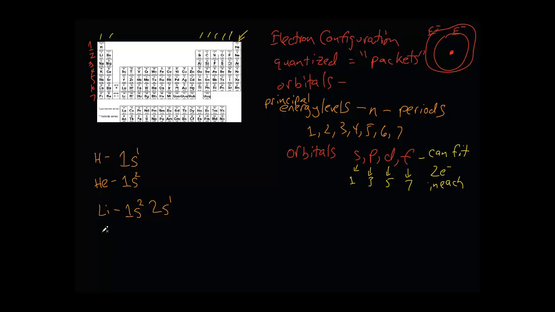Next element is going to contain 4 electrons. That's beryllium. And beryllium is going to fill up the 1s2. And look at what we're doing now. We're filling up the 2s2. Since you can fit 2 electrons on each orbital, the electron configuration for beryllium is going to be 1s2, 2s2.